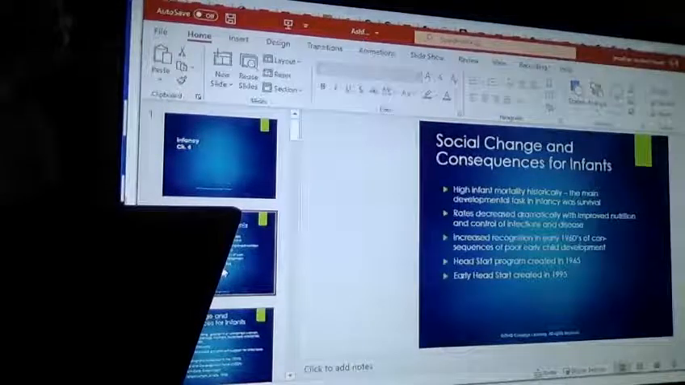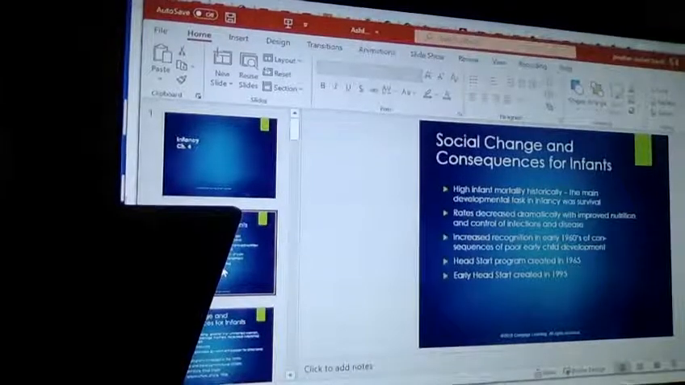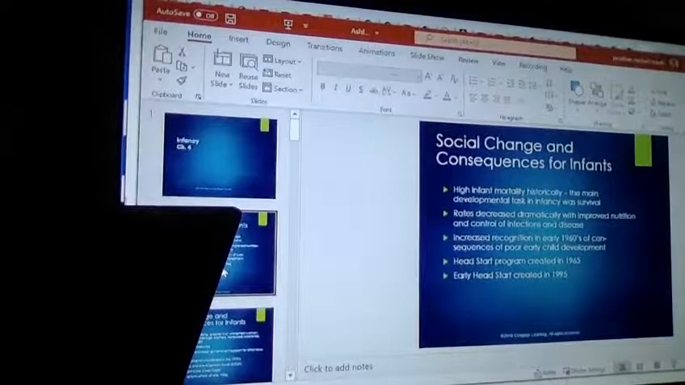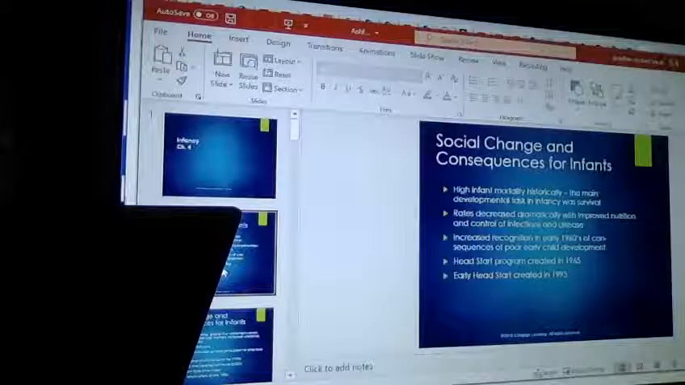So, some social change and consequences for infants. The high infant mortality history: the main developmental task in infancy was survival, especially until we got antibiotics. That's probably number one.